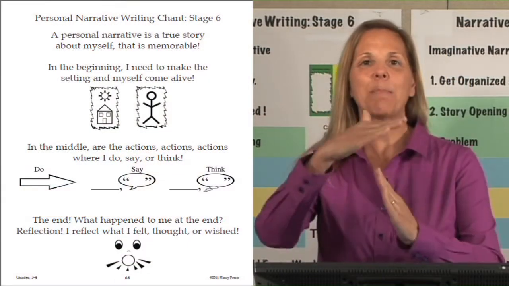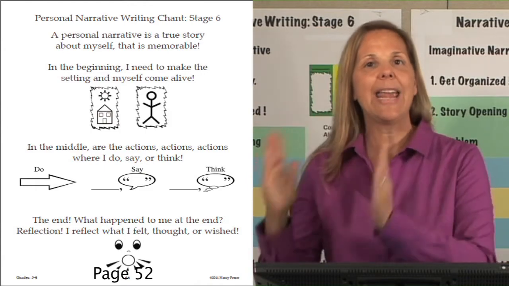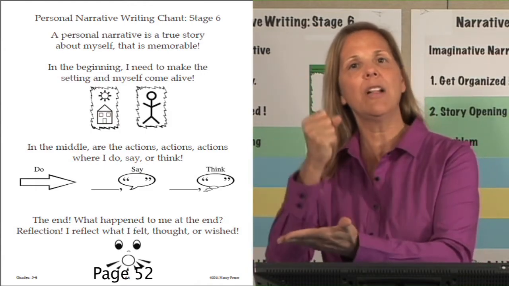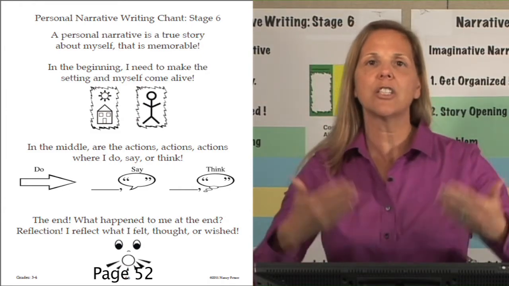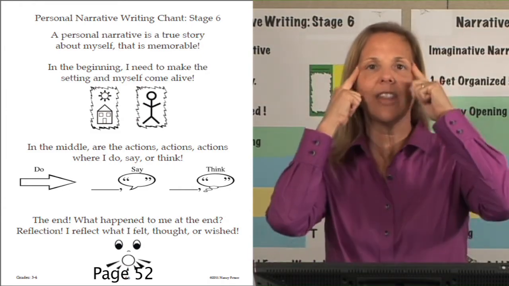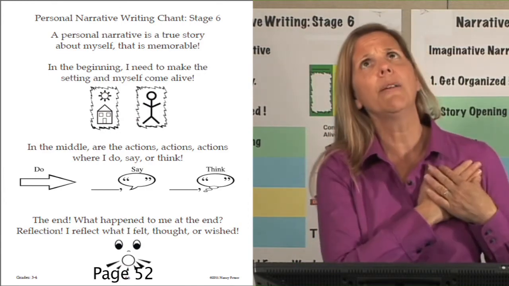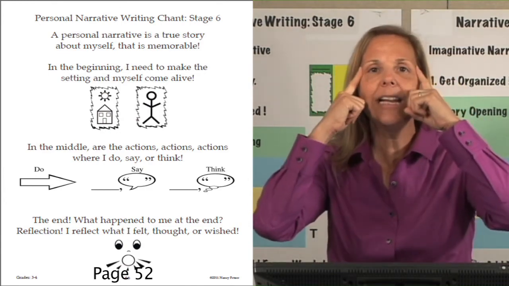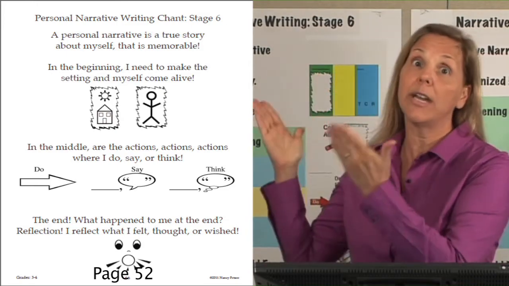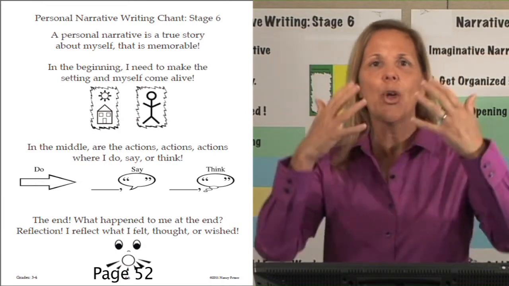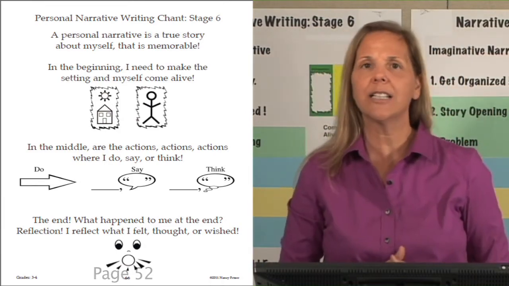We have our chant. A personal narrative is a true story about myself that's memorable. In the beginning, we need to make myself and the setting come alive. In the middle are actions, actions, actions, where we do, say, or think. The end, what happened to me at the end of the story? Reflection, what did I think? How did I feel? Or what did I wish after this experience happened to me? Those are all the parts of our story. Let's go to our organizer and let's start planning.